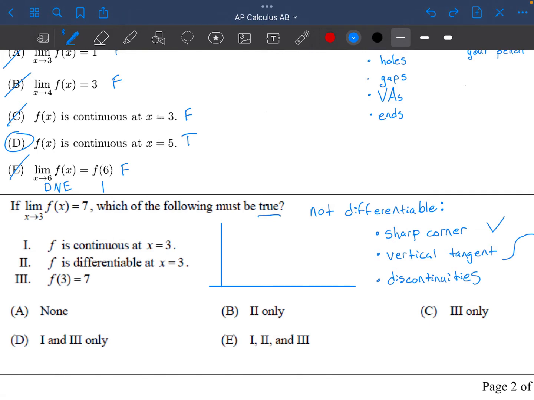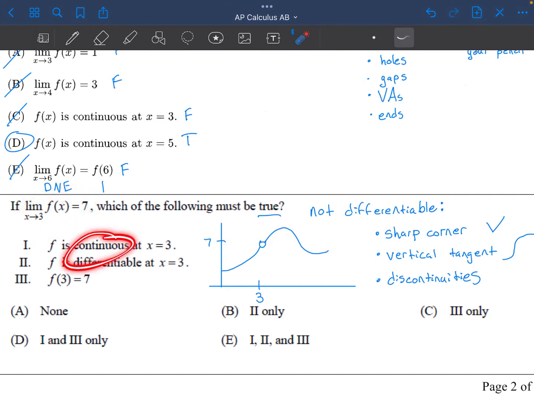So what if I go like this? I'll say here is 3, here is 7. I know that from the left I should be approaching this height of 7. So I'm going to come from the left, and I'm going to approach this height of 7, and then I'm just going to have a hole, and then it continues on. There's my graph. If I had this as my graph, my initial condition is still true because as I approach this point from the left, I get a height of 7. As I approach this point from the right, I get a height of 7. So this condition is true.